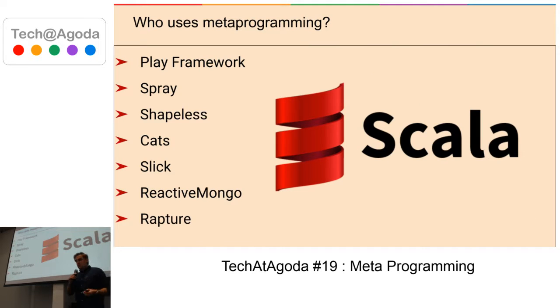So who uses metaprogramming in the Scala ecosystem? In Scala you have superstars, like in all of the languages, right? You have the libraries which everybody uses, everybody knows, and so on. And I listed them here. Today we'll focus on the Play framework. Play framework is like Ruby on Rails, a model view controller framework written in Scala, also in Java.